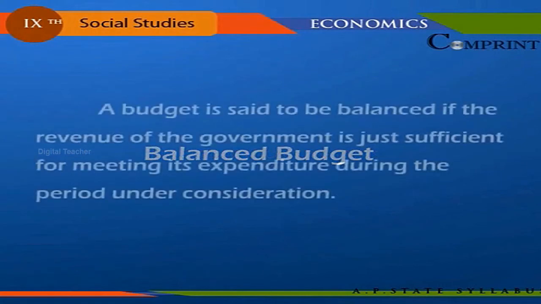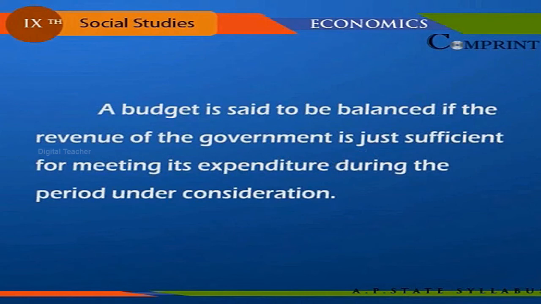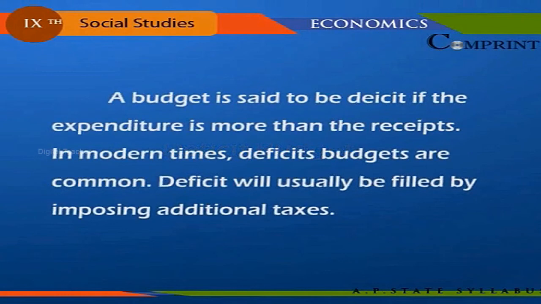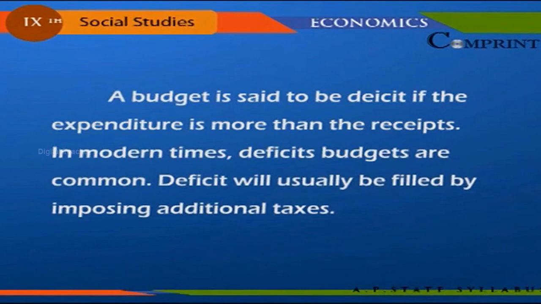Balanced budget. A budget is said to be balanced if the revenue of the government is just sufficient for meeting its expenditure during the period under consideration. Deficit budget. A budget is said to be deficit if the expenditure is more than the receipts. In modern times, deficit budgets are common. Deficit will usually be filled by imposing additional taxes.